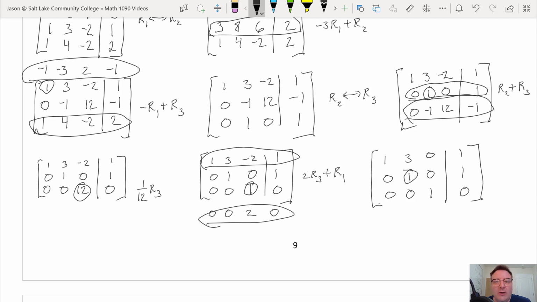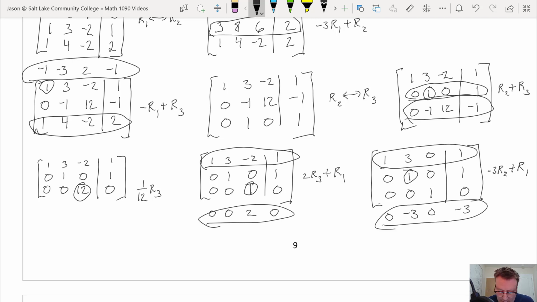A pivot element always has to be an element on the diagonal. So what am I going to do? I'm going to change row 1, but I'm going to use row 2 to do it. So I'm going to do -3 times row 2 and add that into row 1. So -3 times row 2, that's going to be 0, -3, 0, -3. And I'm going to be adding that to that row. And I've run out of space here. What do I end up with?